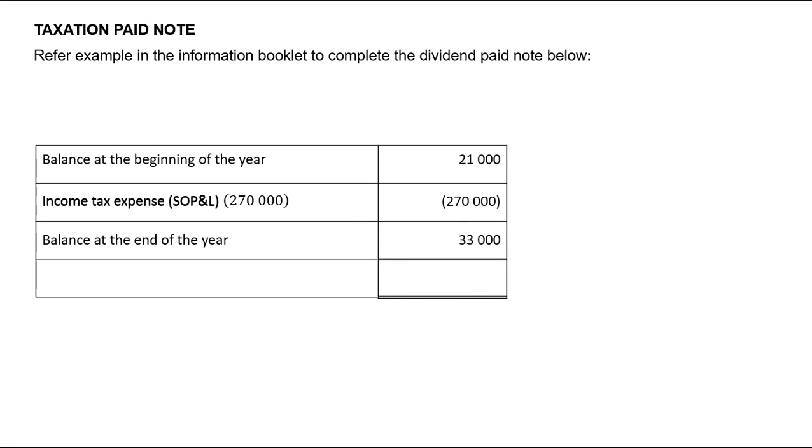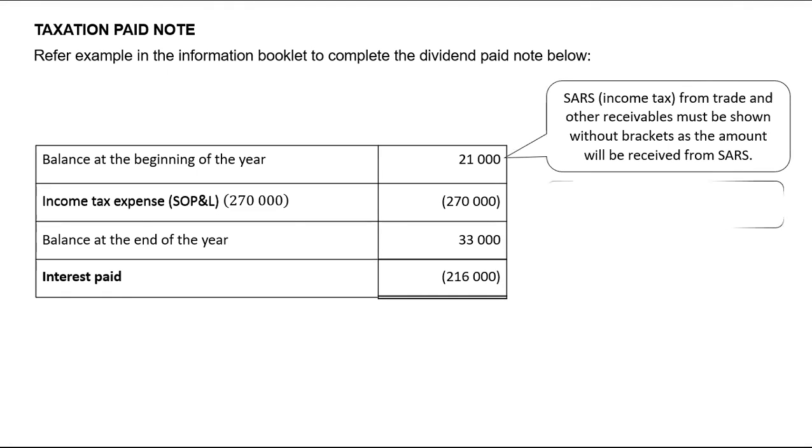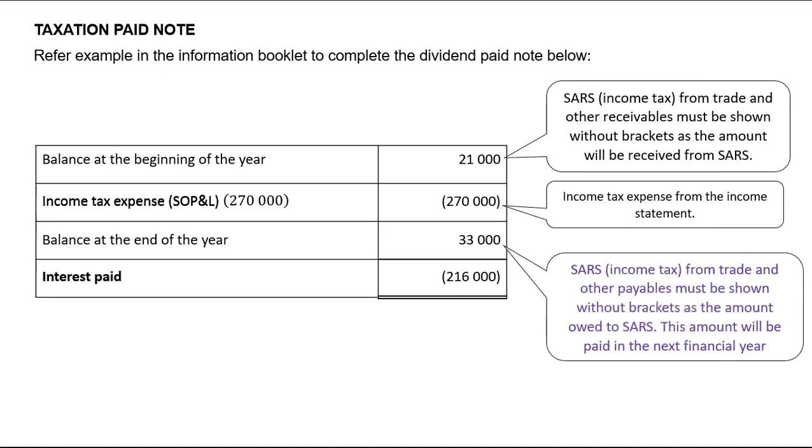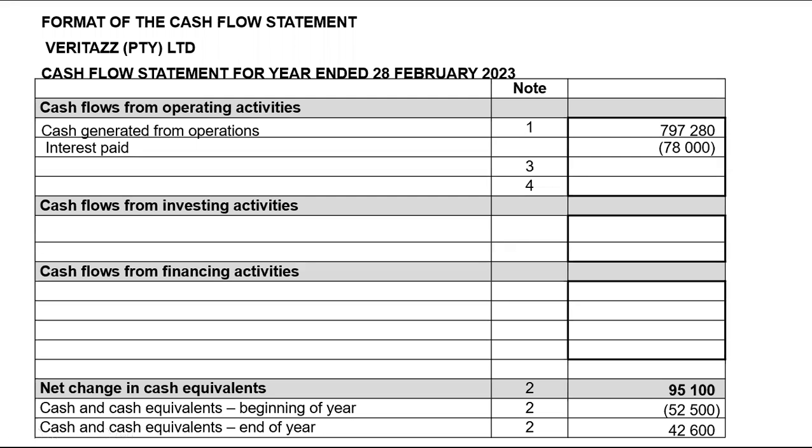Please note that when you take 21,000, you minus 270,000, you add 33,000, your taxation paid will be 216,000. All right, and this is simply what I've just explained in words. In case you didn't hear me, at least you can read what I just explained to you. To write that note in our statement of cash flow, you can actually show it as part of your workings in brackets. You will write it as 21,000 minus 270,000 plus 33,000. Our taxation paid will be 216,000. They hardly ask for the taxation paid note, so you will be expected to show it in brackets, just like I've done here.